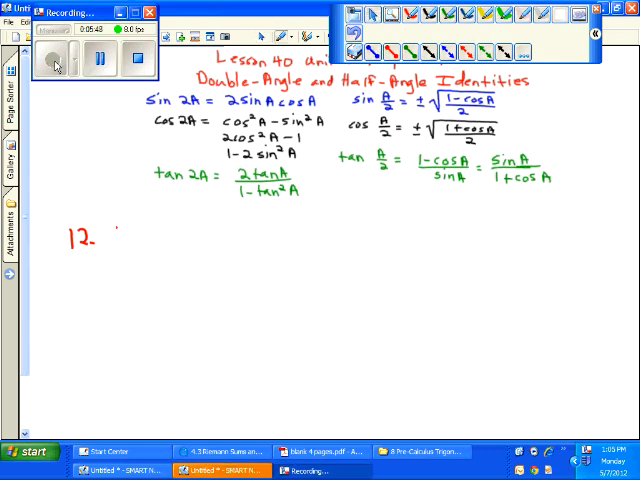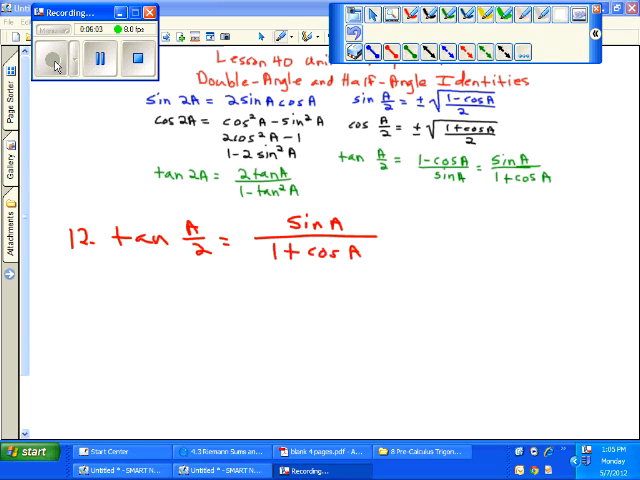So number 12 is tangent A over 2 is equal to sine A over 1 plus cosine A. Now, what we do is we go from the more complex side to the least complex side, and the more complex side is the right side. It's obvious that the result is going to be a half angle something. So there's probably some half angle stuff involved in this, right? But you don't see a half angle.